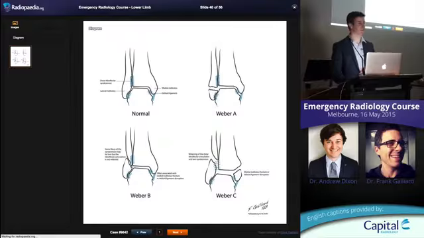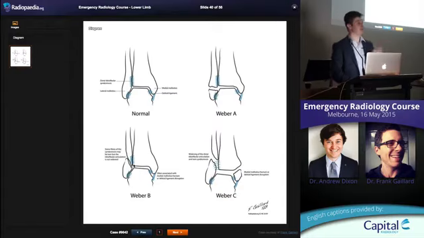Another diagram from Frank in 2009. He was prolific. Again, just emphasising Weber A is below the level of the talar dome. Weber B, it's the inner margin, the medial margin of the fracture that you're talking about. Often the lateral margin is going to ascend up the fibula quite a way. Okay? It's this inner margin, that's where you assess whether it's at the level of the talar dome. If it is, that's a Weber B fracture.